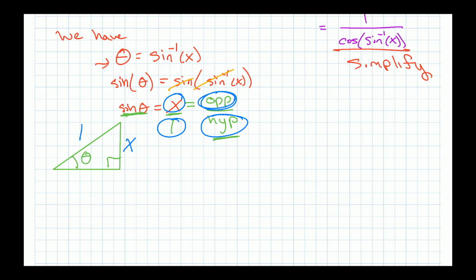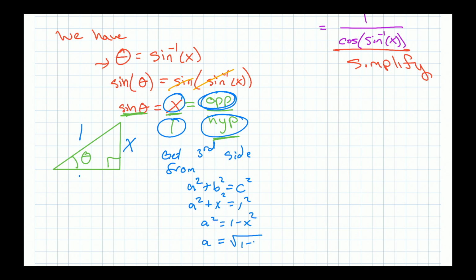There it is. The third side of your triangle you get from the Pythagorean theorem. Just going to write a squared plus b squared equals c squared, which for us is like a squared plus 1 squared equals, a squared plus x squared equals 1 squared. So a squared is 1 minus x squared. So a is square root 1 minus x squared. Now I know I did that fast, but you're not going to be using this today.